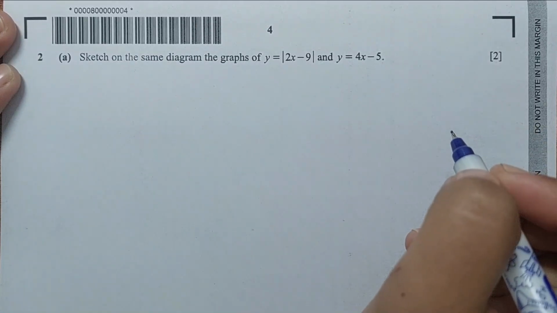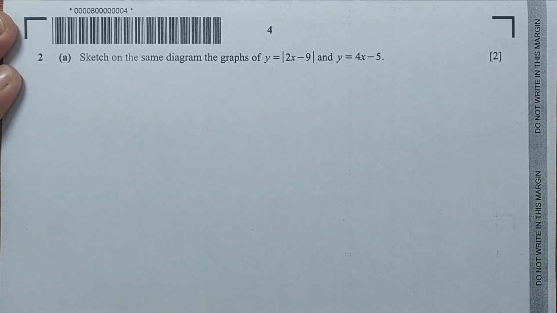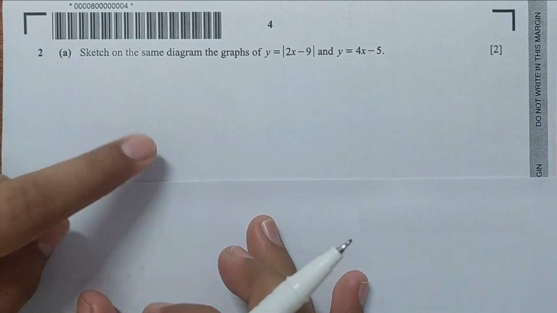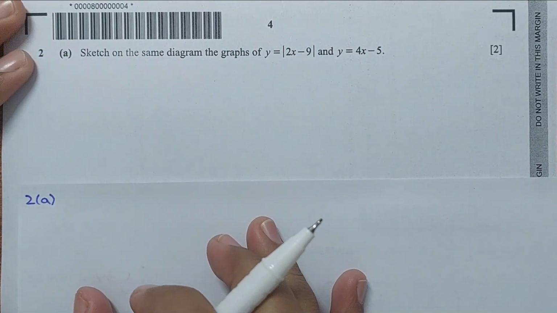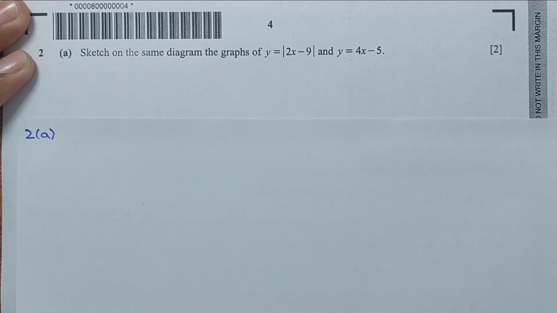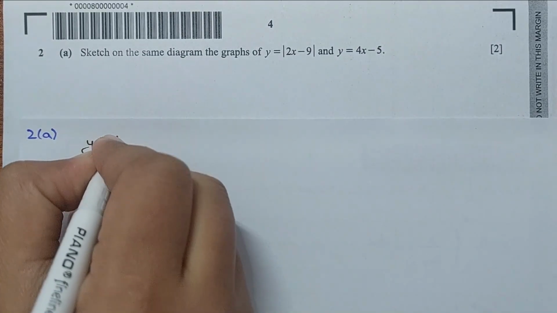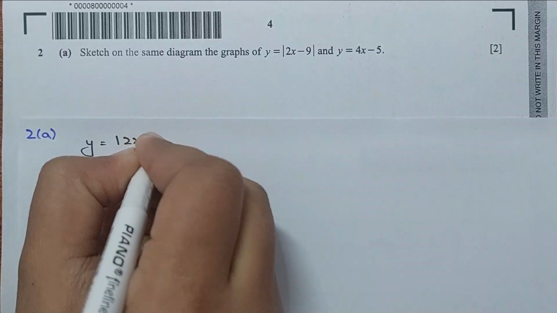Question number 2, part A: sketch on the same diagram the graphs of the absolute function and the linear function. Okay, right. Let me show you the sketch of these two functions separately, and then I will sketch them on the same diagram after. So the first function is y equals the absolute value of 2x minus 9.